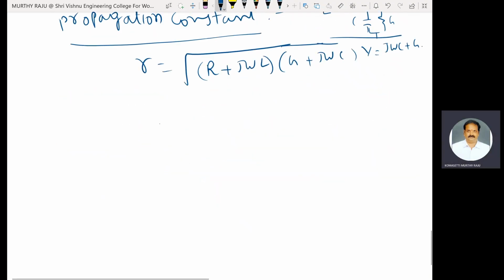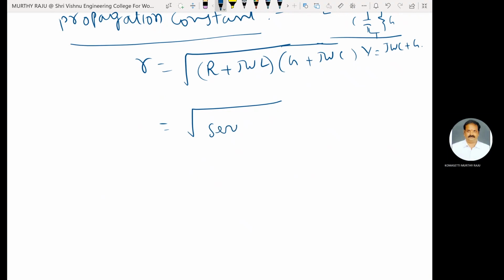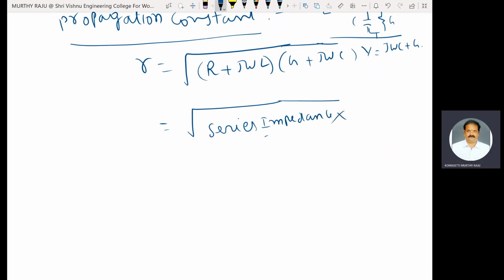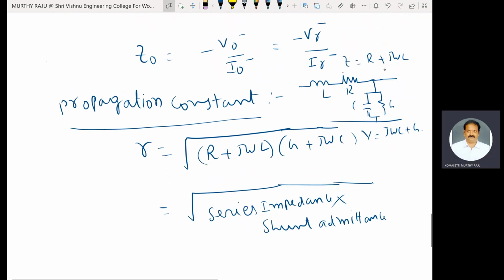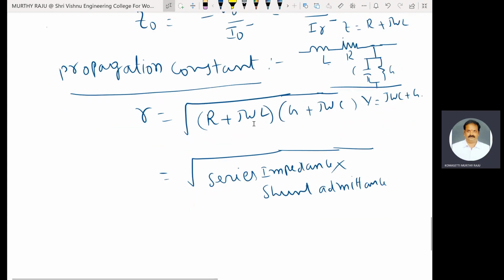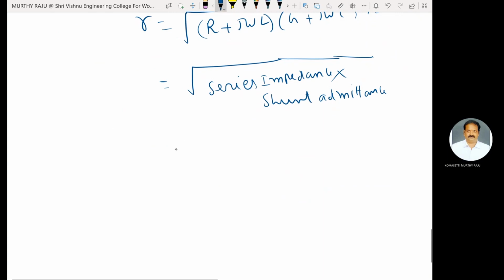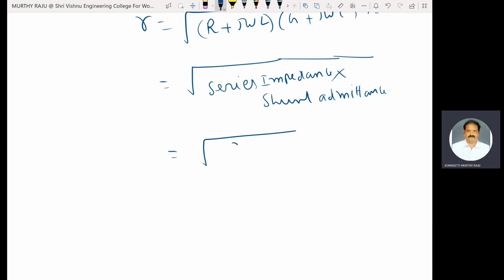Therefore, gamma is equal to square root of series impedance into shunt admittance. Series impedance means Z, that is R plus j omega L. Shunt admittance means Y, that is G plus j omega C. Gamma is equal to square root of Z into Y.